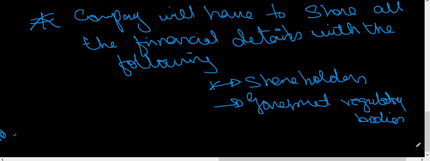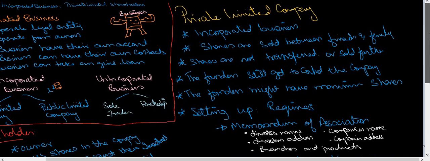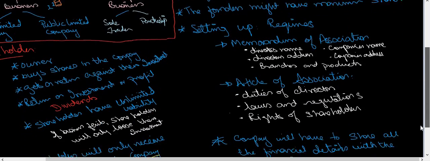I think that's pretty much it about the private limited companies and the incorporated businesses. We have also discussed shareholders, we have discussed dividends. So this is a quick summary of everything we need to know about these three topics.